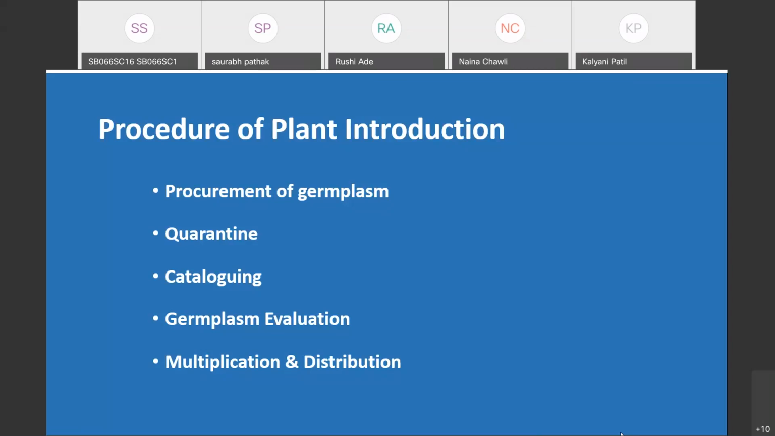The second one is quarantine, third one cataloging, fourth one germplasm evaluation, then multiplication and distribution, which is the last step in the procedure of plant introduction. Plant introduction is carried out in five steps. We will see them one by one.